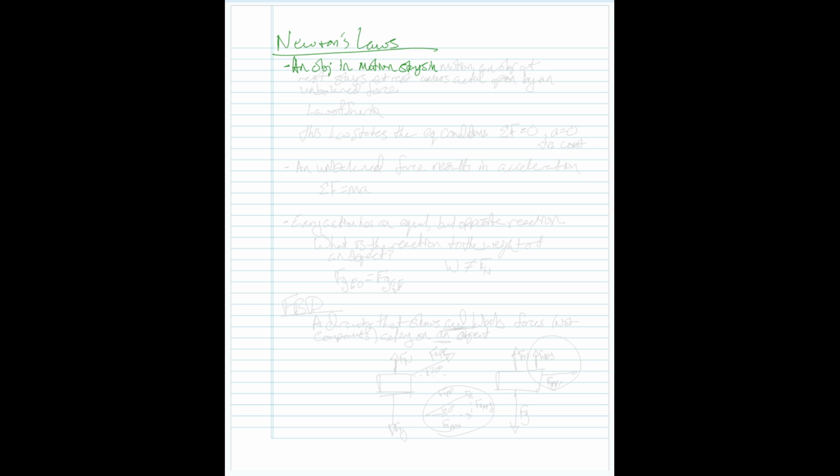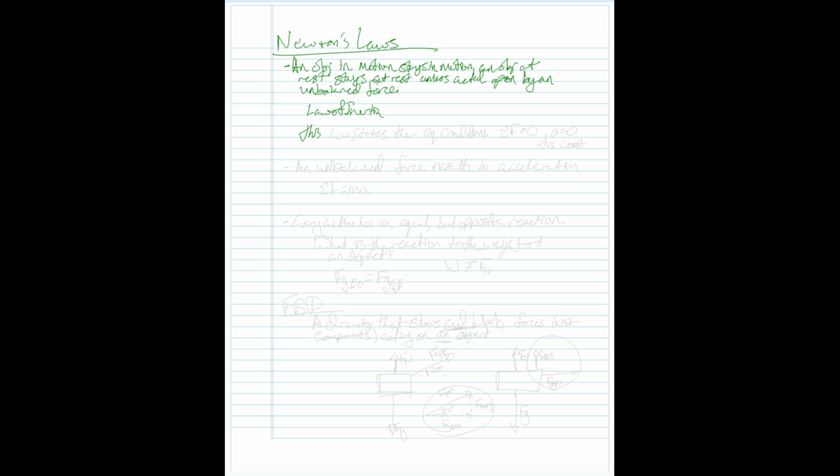The first law: an object in motion stays in motion. An object at rest stays at rest unless acted upon by an unbalanced force. This law is referred to as the law of inertia. Inertia being the tendency of matter to keep behaving the way it's behaving. So by that we mean the object is going to keep moving the way it was moving.